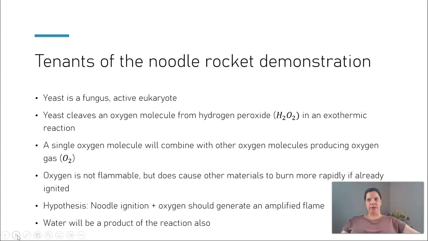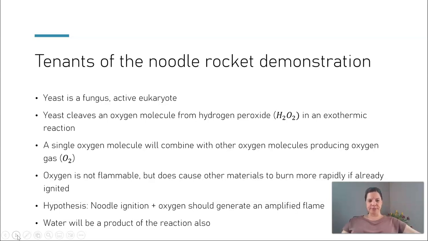So if we were to capture that in a container, like a glass jar, and let it escape via a small opening, hence the hole in the lid and the noodle, we were hoping to capture that oxygen gas as it escaped through an ignited piece of noodle. We do know that oxygen itself is not flammable, but that it does cause other materials immersed in a high oxygen environment to burn much more rapidly if the ignition is already present.